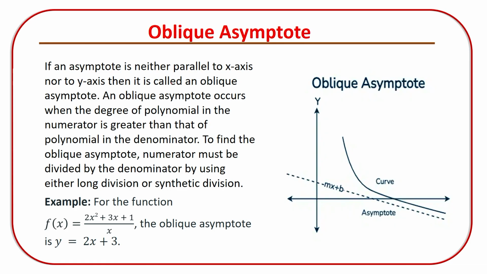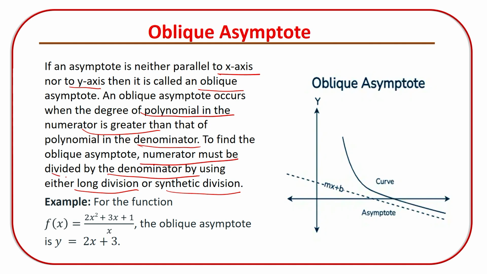So, if an asymptote is neither parallel to the x-axis nor to the y-axis, then it is called an oblique asymptote. An oblique asymptote occurs when the degree of the polynomial in the numerator is greater than that of the polynomial in the denominator. To find the oblique asymptote, the numerator must be divided by the denominator by using either long division or synthetic division. Remember this one.